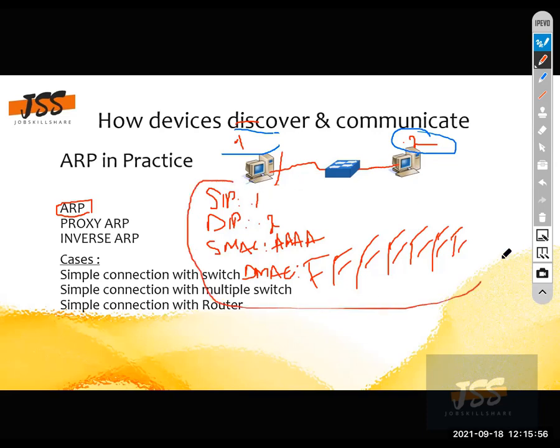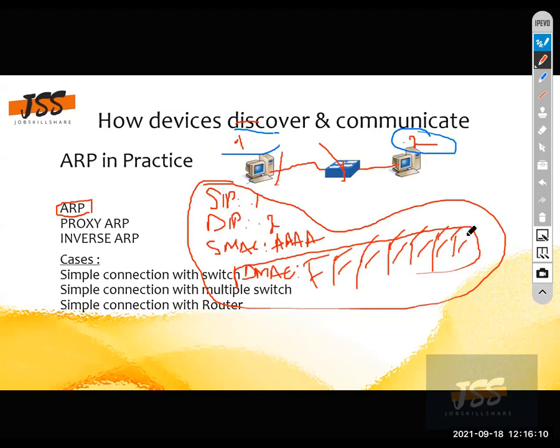If those are directly connected, the mechanism is going to be the same. This computer does not know where to send, so it will send this destination MAC, and when the switch receives this destination, it will know that it is going to do what? Flood.